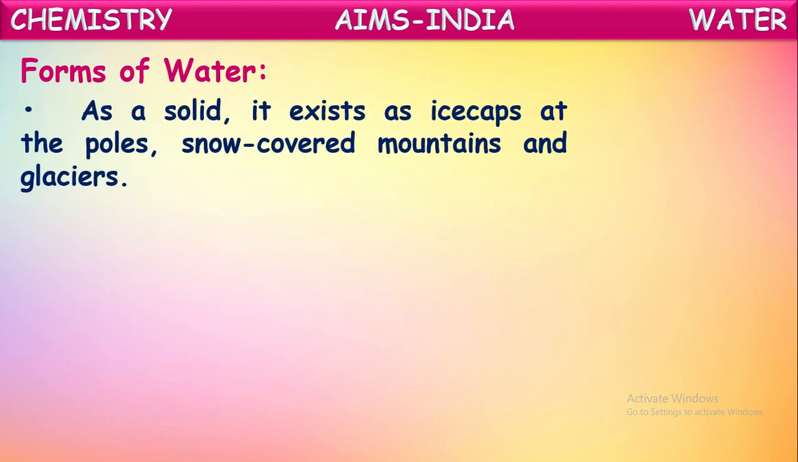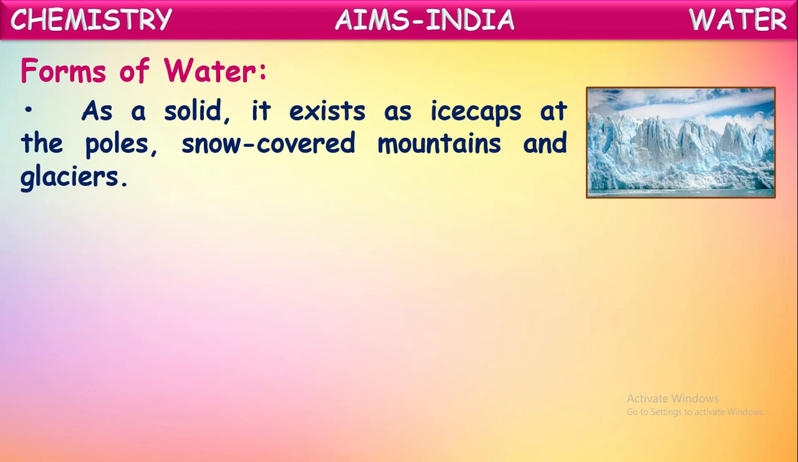First among them, as a solid, it exists as ice caps at the poles, snow-covered mountains, and glaciers. See, these all are called glaciers. In polar regions of the earth, water is completely in the solid form because there the temperature will be very low. At that temperature, water will be frozen. So these glaciers and snow-covered mountains all contain water in solid form.